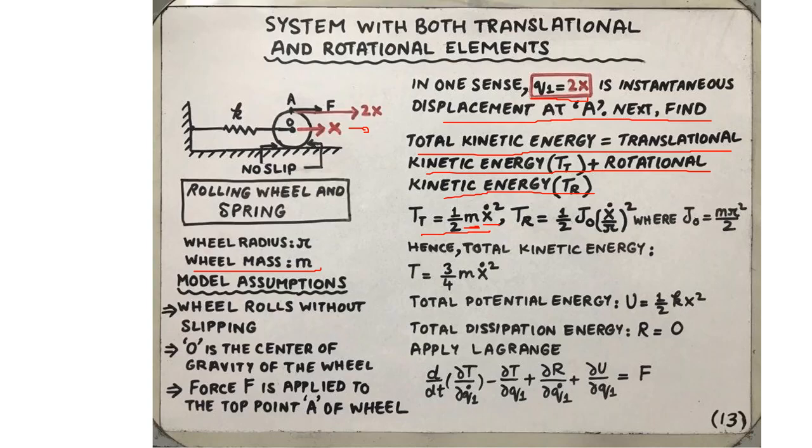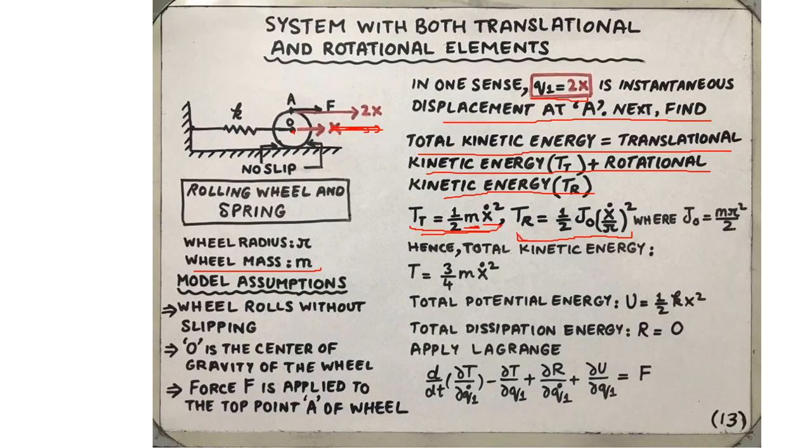The other part of the kinetic energy is the rotational kinetic energy. That is due to the rotational motion of the wheel, and that rotation occurs about the center of the wheel, O. Although, again, it is reminded that the center of the wheel is not fixed. It is following a linear motion along the direction of the displacement x. And that is why we are talking about the translational kinetic energy, and we have written down the expression.